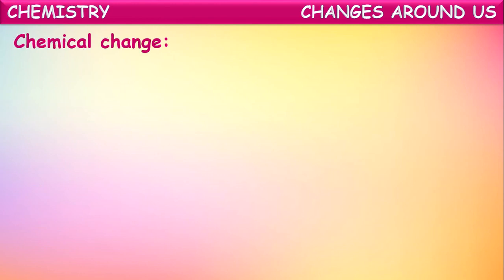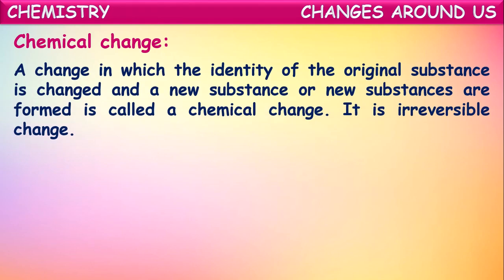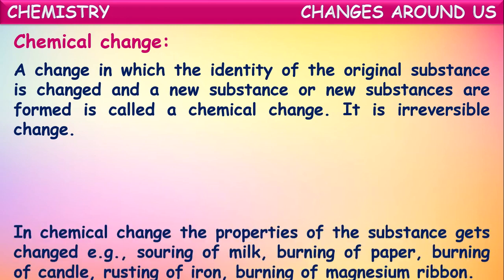Now let us see another category of changes, that is chemical changes. A change in which the identity of the original substance is changed and a new substance or new substances are formed is called a chemical change. It is an irreversible change, meaning we cannot get back the original substances taken in an easy way. It is difficult to get back the original substances generally in chemical changes. That is why these chemical changes are said to be irreversible changes, because new substances are formed in these changes.